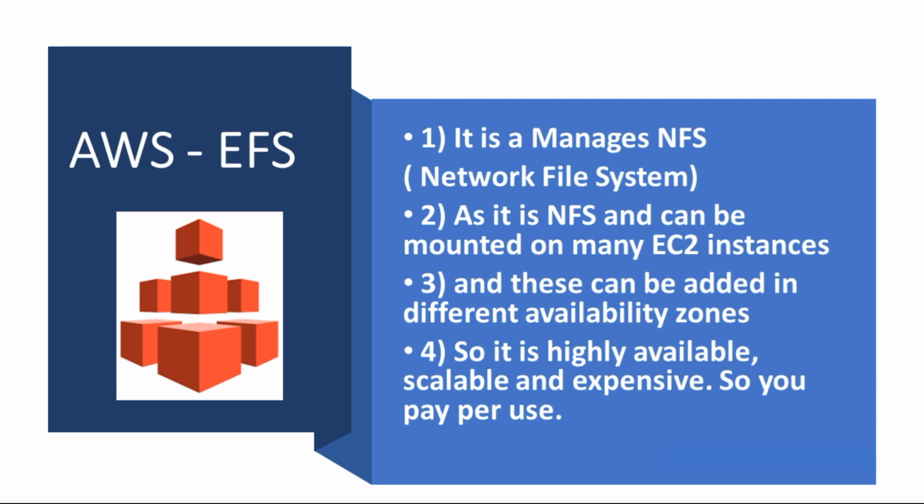As an example, if you have your EFS file system with a security group and have EC2 instances in different availability zones, like in the AP Southeast 1A availability zone, the AP Southeast 1B availability zone, and the AP Southeast 1C availability zone, they can all connect to the same network file system through EFS at the same time. So it is highly available, scalable, and expensive. So you pay per use.